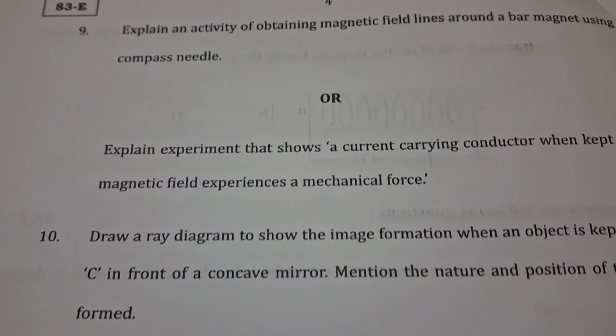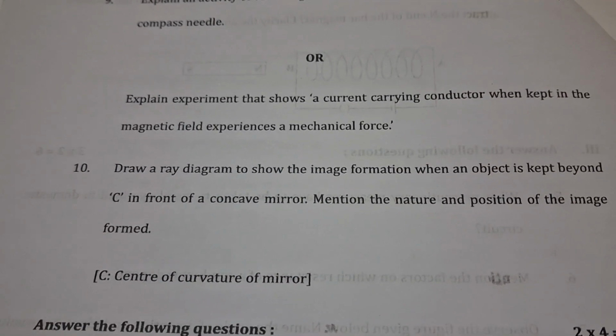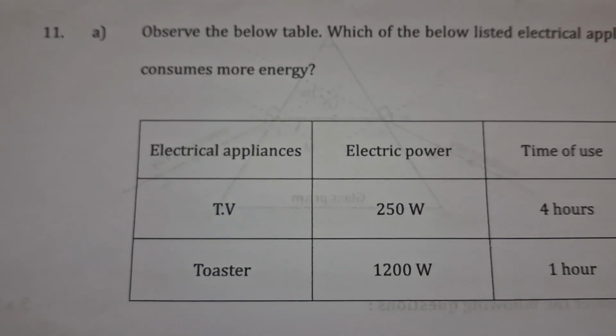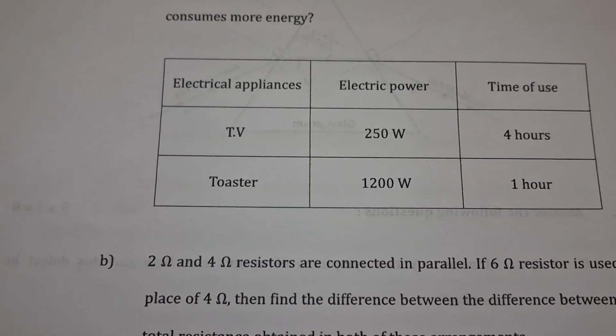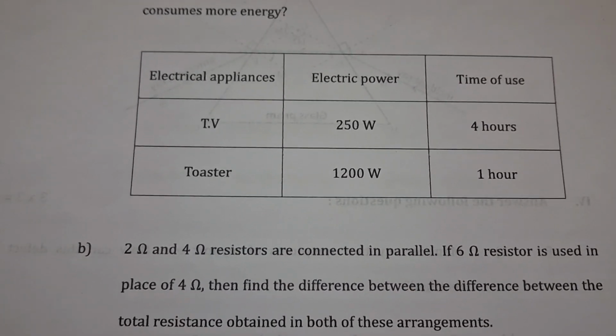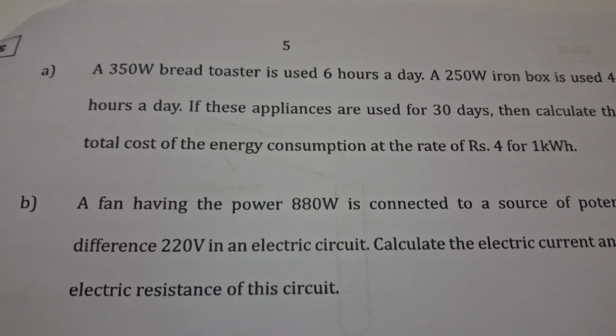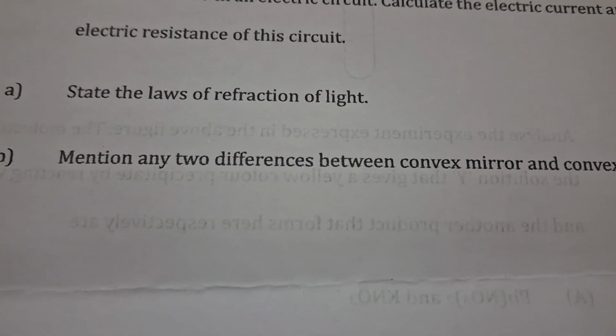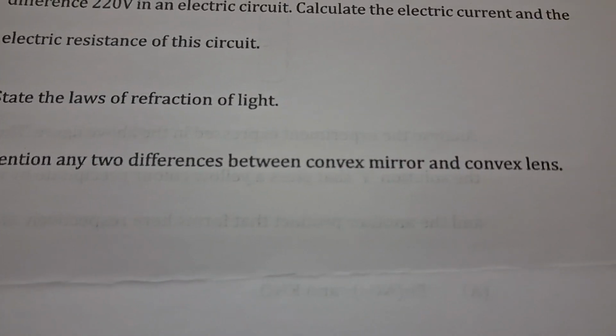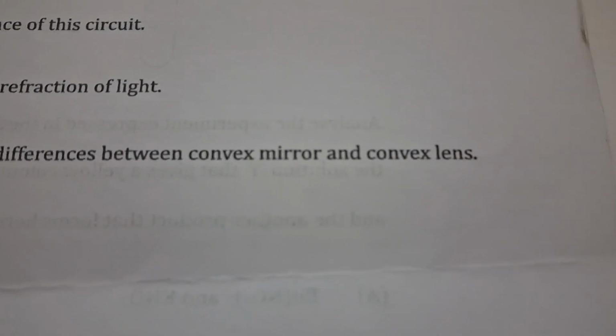Ninth and 10th question. 11th A, B, C. A and B are sums, and this is also a sum or question. State the laws of refraction of light. Mention the two differences between convex mirror and convex lens.